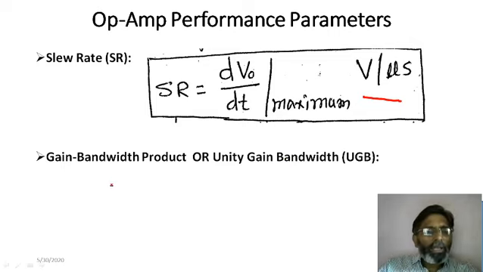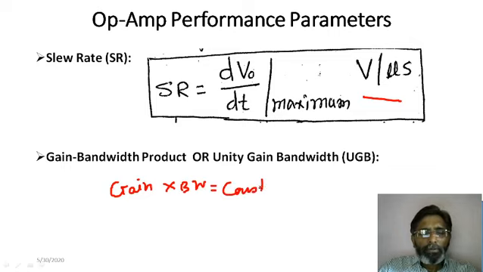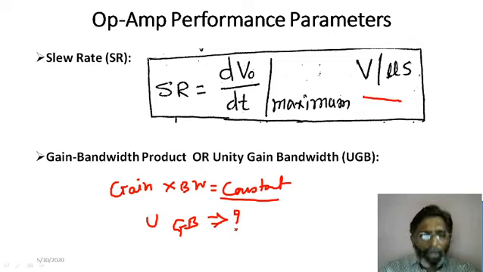Now, see, for any amplifier, the product of its gain and bandwidth is always constant, and normally for the op-amp in the data sheets, this UGB, that is unity gain bandwidth, is specified, and basically this parameter indicates when the gain of the op-amp is unity, how much is its bandwidth.